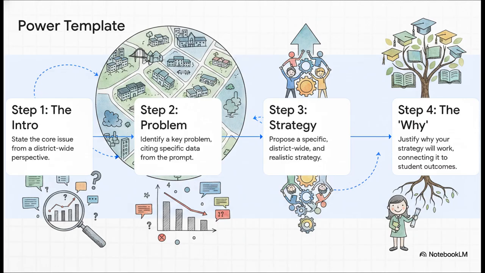Step 1, a quick intro that frames the problem from that big district-wide perspective. Step 2, name the specific problem and back it up with data straight from the prompt. Step 3, lay out a clear system-wide strategy. And Step 4, justify why it's going to work, always connecting it back to student success.